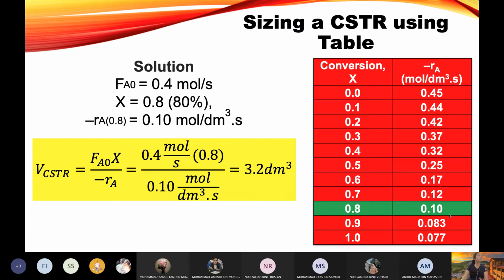So when you have this information, to find the volume, the CSTR volume is equal to FA0, which is 0.4 mole per second, times X, 0.8. Don't forget. I always remind you, not because I like to remind, but because the things that I remind are the ones students usually make mistakes on. So I have to keep reminding you until you don't make that mistake, because, as I told you, I have taught for many semesters.